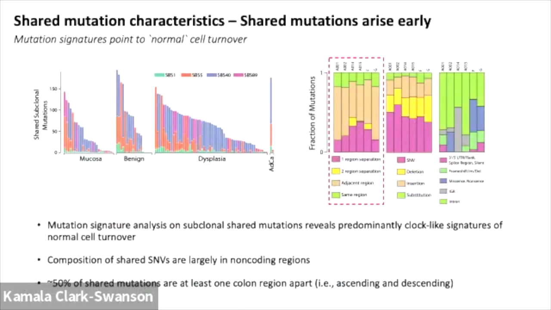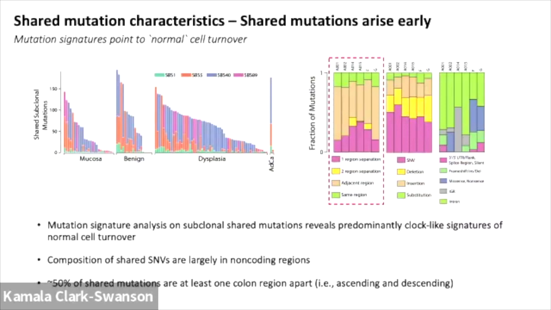We wanted to characterize what these subclonal mutations are that we're observing. A lot of them exhibit early clock-like mutational signatures of normal cell turnover. And very interestingly, about 50% of these shared mutations are at least one colon region apart. So mutations shared between the ascending colon and the descending, but not in the transverse in the middle there. That's a pretty big fraction, and it's also a very large distance to have these shared mutations.